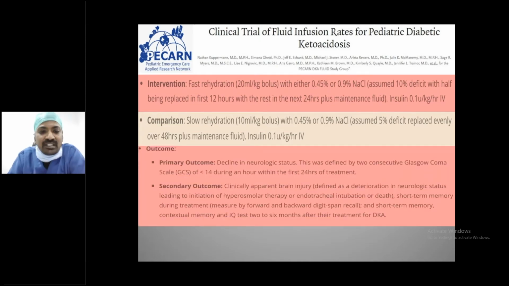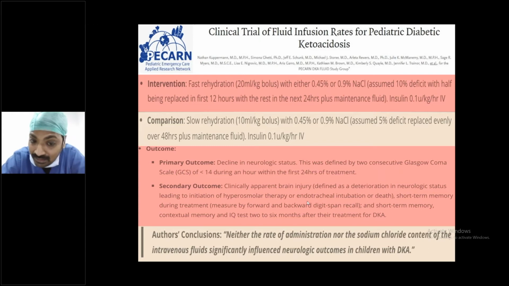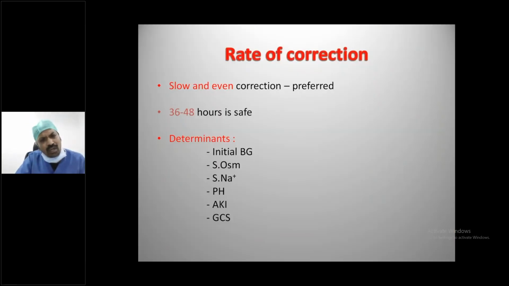The primary outcome they measured is the decay in neurological status, and clinically apparent brain injury is the secondary outcome, along with other neurocognitive outcomes. The authors' conclusion is that neither the rate of administration nor the sodium chloride content of the intravenous fluid significantly influences neurological outcomes in children with DKA. So what is the ideal rate of correction? Slow and even correction is always preferred, and even correction over 36 to 48 hours is always safe.